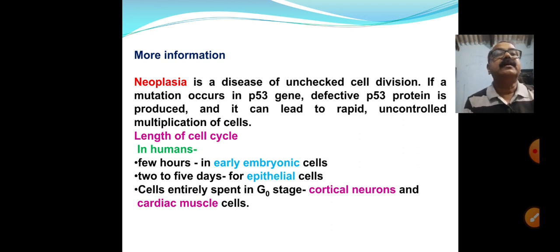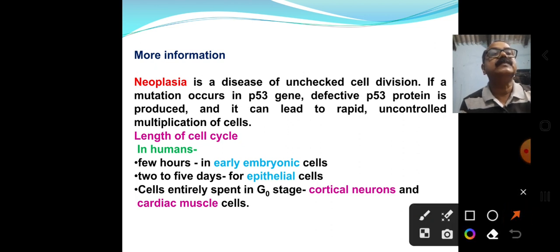Friends, neoplasia is a disease in which uncontrolled cell division takes place. If a mutation occurs in the p53 gene, defective p53 protein is produced, and this defective p53 protein can lead to rapid uncontrolled multiplication of cells, which is known as neoplasia.